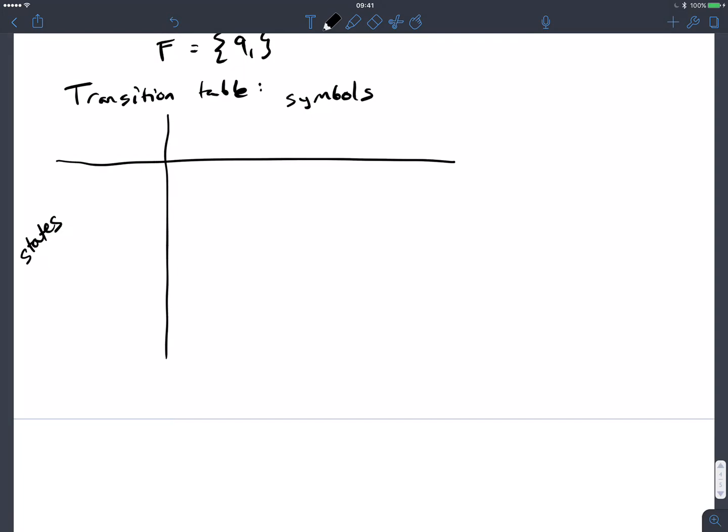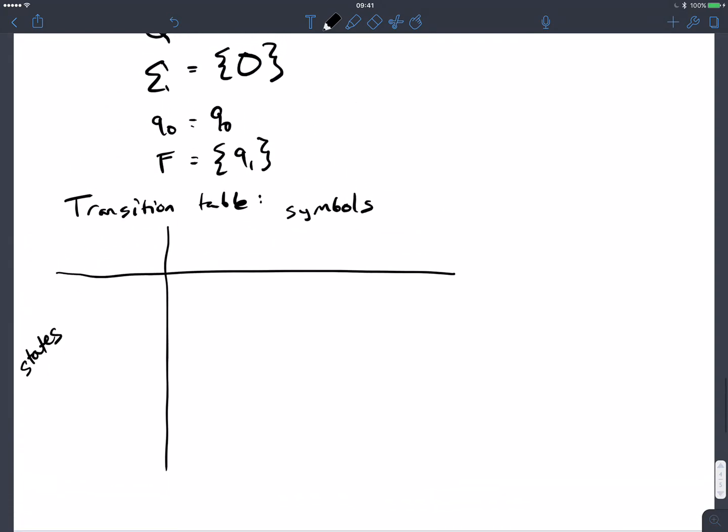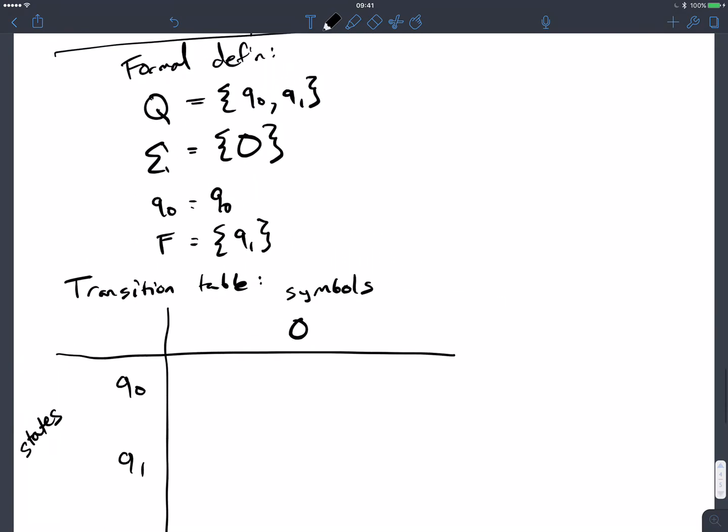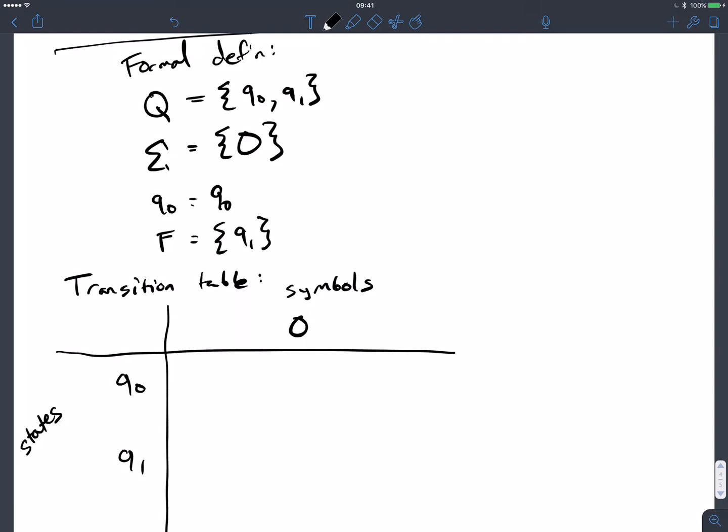What are the states of the machine? Q0 and Q1. What are the symbols of the machine? Yeah, just 0. So there's only one column here. So we'll see this in a second, but what does total function mean in terms of this table?